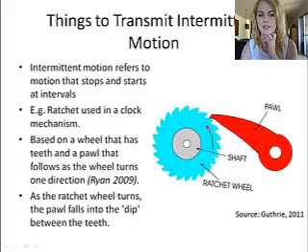Now, the 6th mechanical element is things that transmit intermittent motion. So intermittent motion refers to motion that stops and starts at intervals, such as a ratchet used in a clock mechanism. A ratchet mechanism is based on a wheel that has teeth and a pawl that follows as the wheel turns in the one direction. As the ratchet wheel turns, the pawl falls into the dip between the teeth, which can also be seen from the diagram.